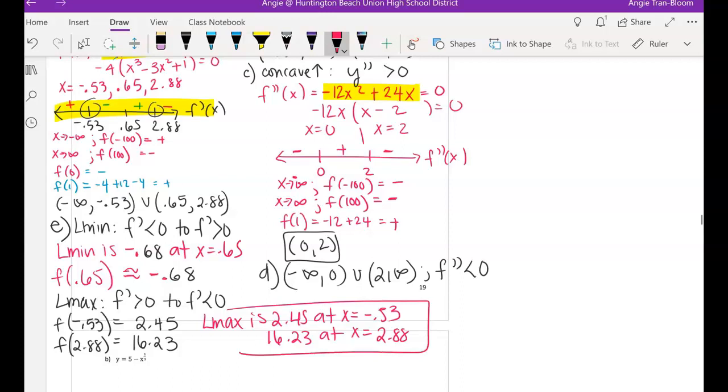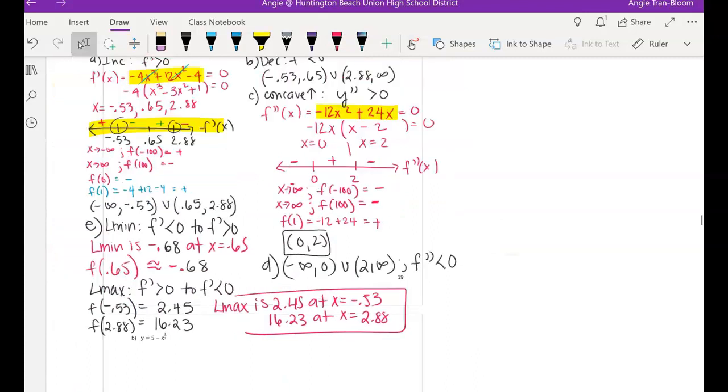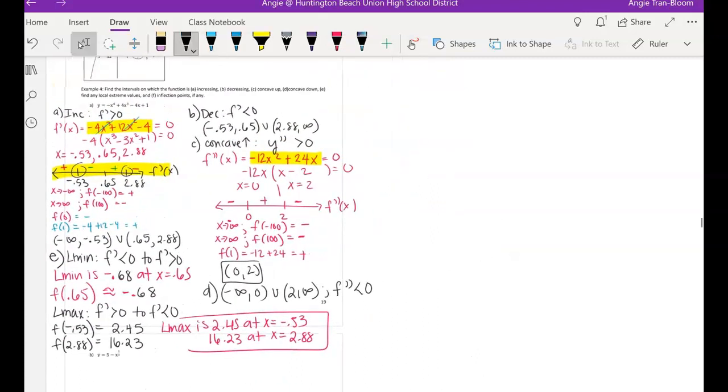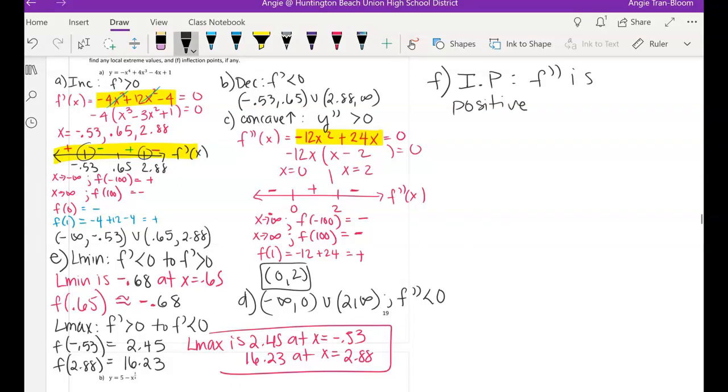Our last one, it's F, inflection point if we have any. I'm going to try to squeeze that in. Sorry if I have a lot of space, you probably don't. But I'm going to write F over here. I have infinitely many. Right, inflection point is when the double derivative is positive on one side and negative on the other side.